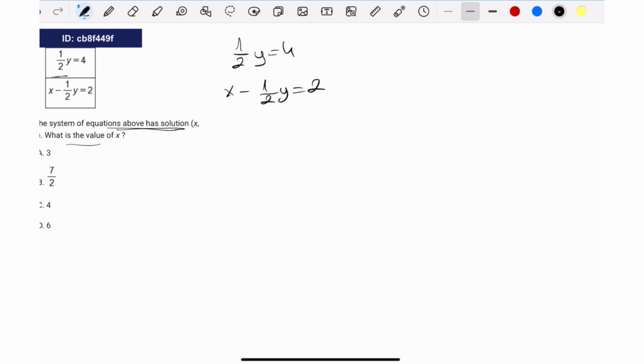Then this means, you guys, that 1 divided by 2y is positive here and it's negative here. And that means that it is screaming to you to add them to each other. Well, what would you get? You will get x equals 6, right? Because these are going to eliminate each other. And this is the solution, guys. This is the value of x. Okay? That's what it is.